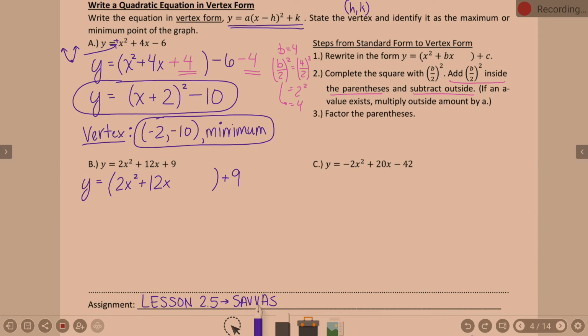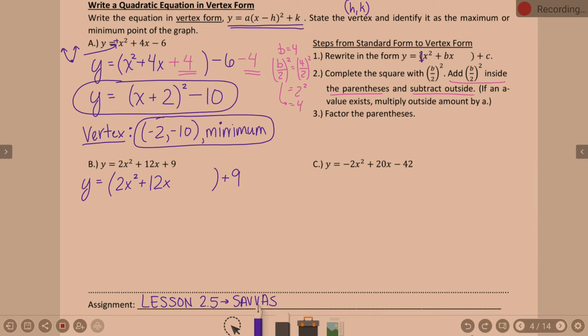It says to rewrite in the form x squared plus bx. X squared does not have an a on it. So what's the only value that's allowed to be in the parentheses with x squared? A 1. I don't have a 1 there. I have a 2. So here's the deal. Look what's in my parentheses. What do these 2 pieces happen to have in common? A greatest common factor of 2.